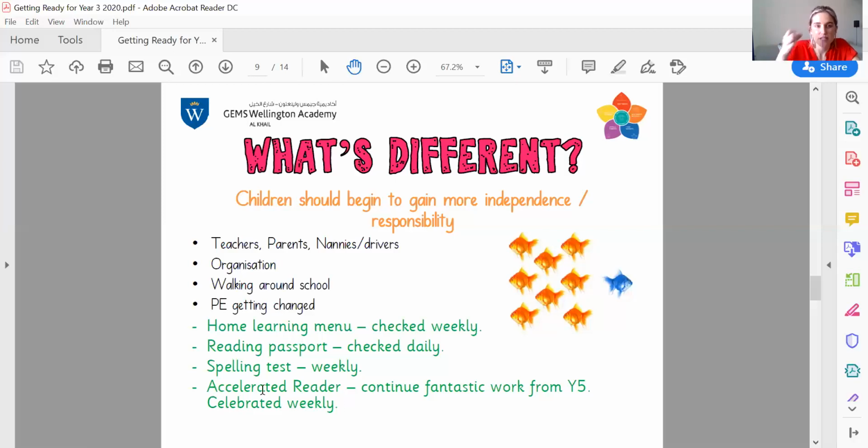And Accelerated Reader is something that I don't think you'll know about from Year 2. It's not something that we'll do straight away at the beginning of Year 3, so I'll leave that until next year to explain to you. But essentially, the children can come in, grab an iPad and test themselves on the book that they've read that week. So we like them to be able to come in and do that a bit independently as well.